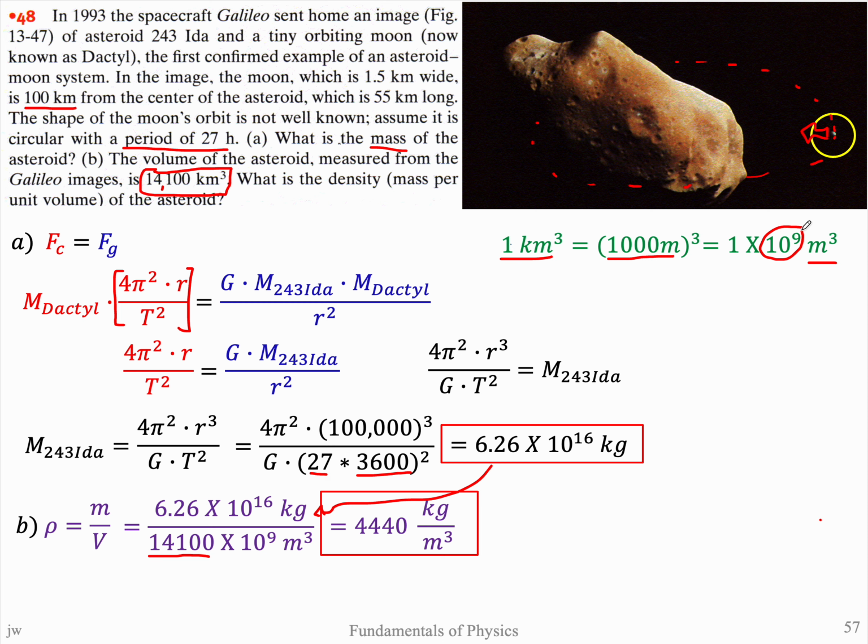That's significantly less than the density of the Earth. So this is probably a loosely packed conglomerate, probably not solid metal like the core of the Earth is. Hopefully this makes sense.